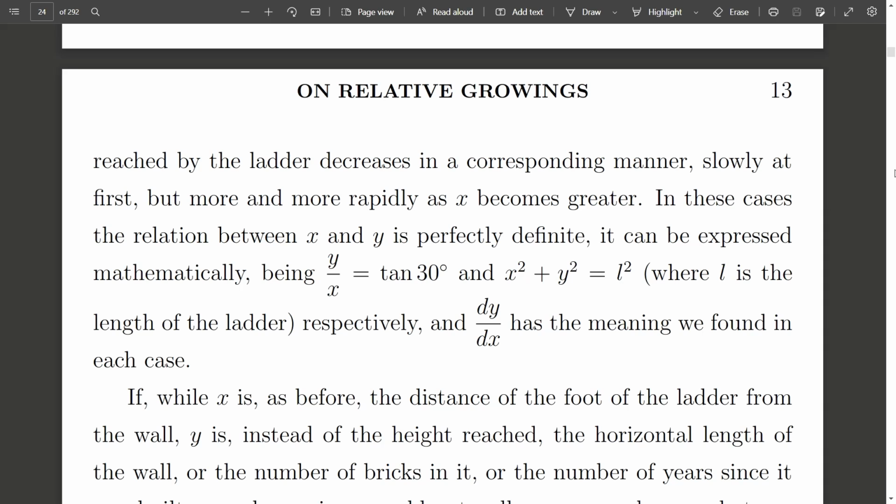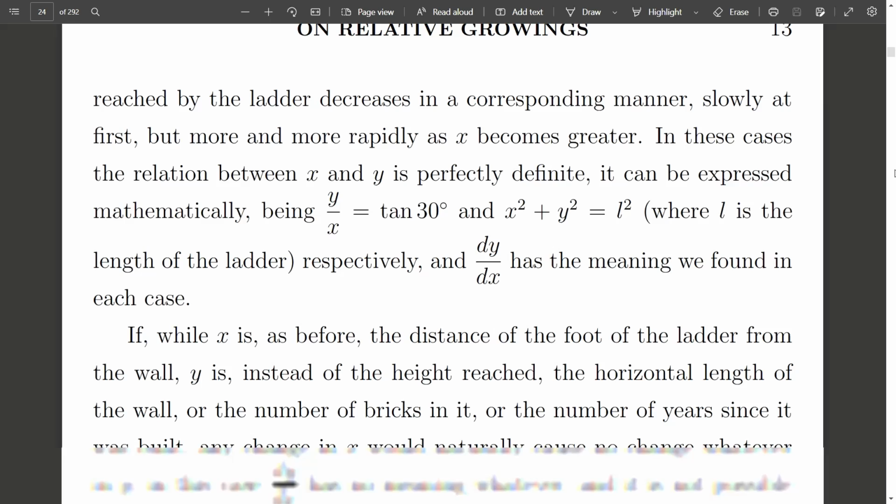It can be expressed mathematically, being y over x is equal to tan 30 degrees and x squared plus y squared is equal to L squared, where L is the length of the ladder, respectively. And dy over dx has the meaning we found in each case.